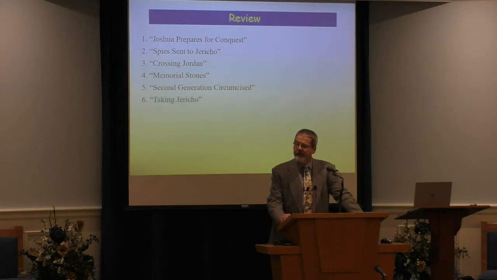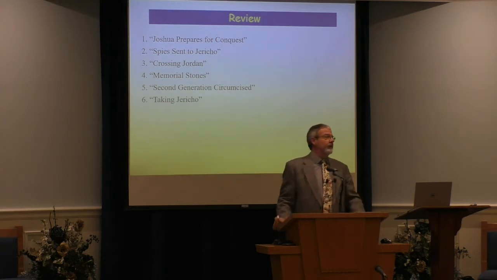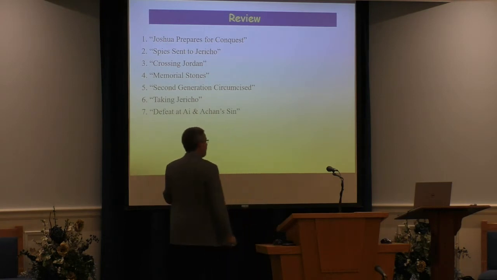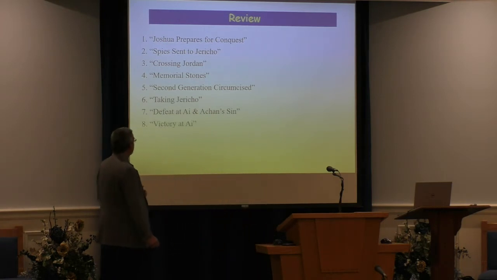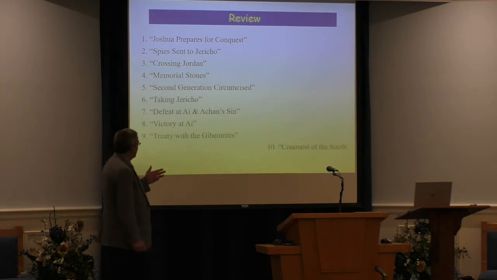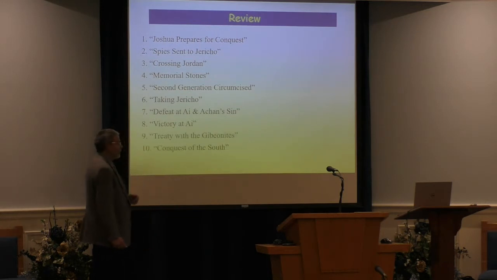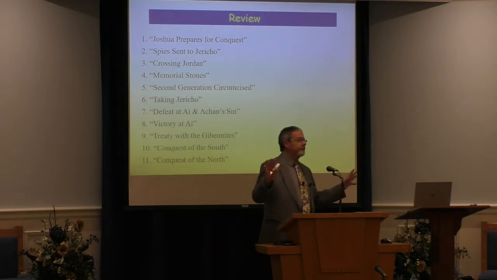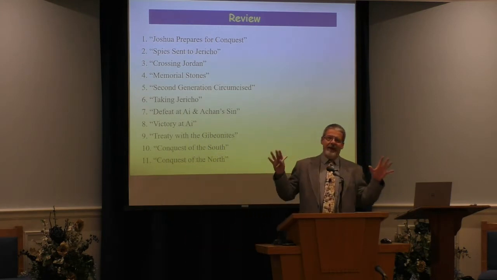Now we have the beginning of the conquest. It starts in chapter 6. There's the central campaign that starts with Jericho. There was an attempt at Ai that failed, and then there was success at Ai after they corrected that in chapter 8. Then we have the treaty with the Gibeonites, then the conquest of the south, the southern campaign, in chapter 10, and then the northern campaign in chapter 11. And that basically conquered the land of Palestine.